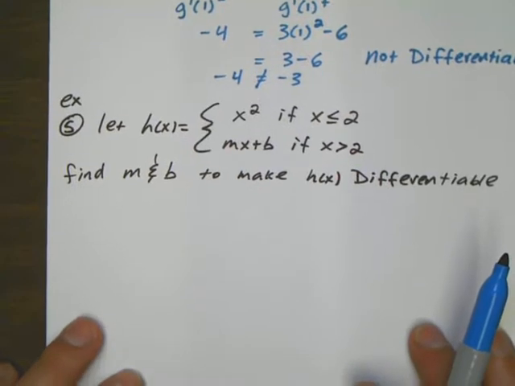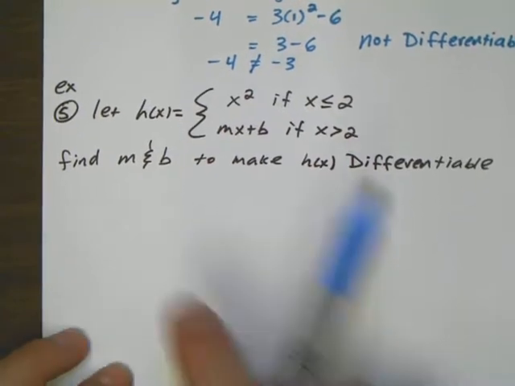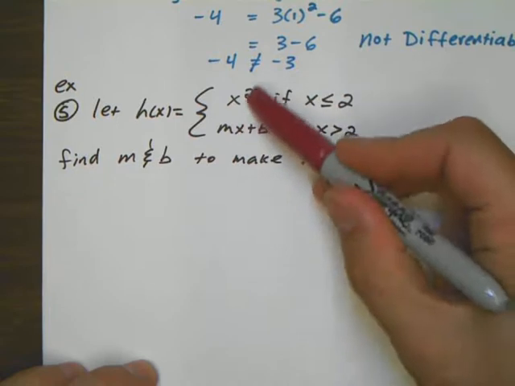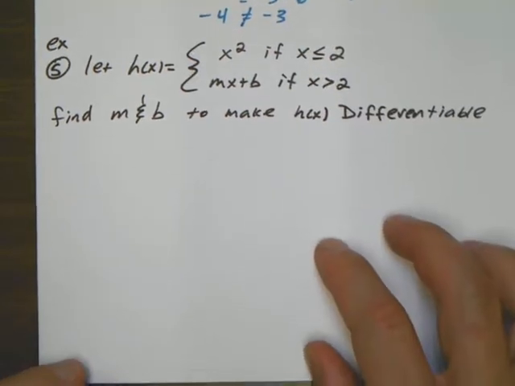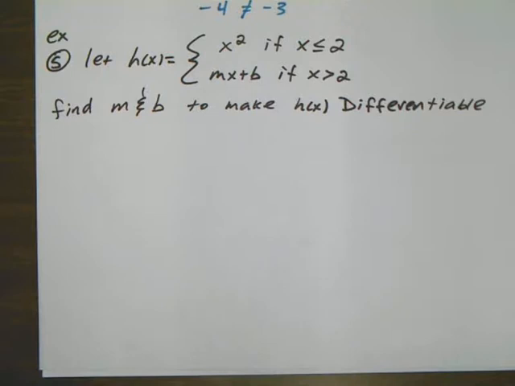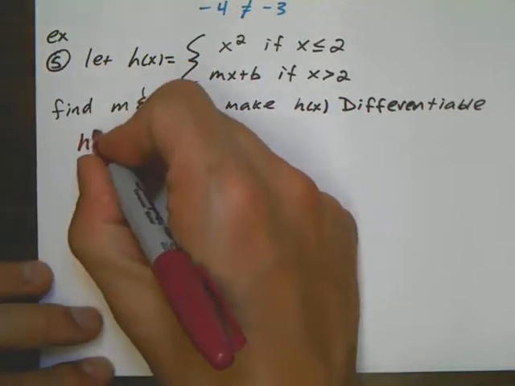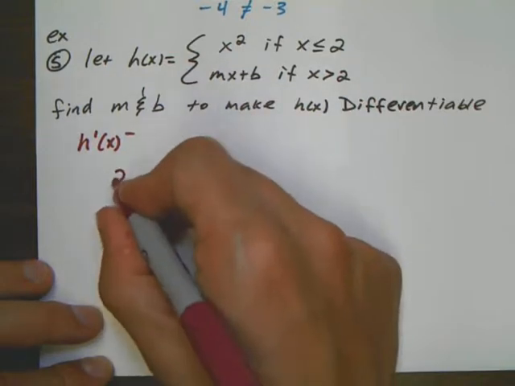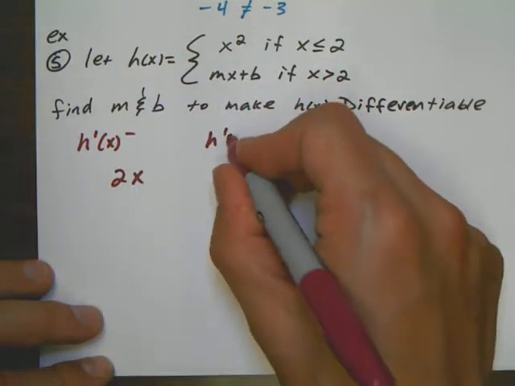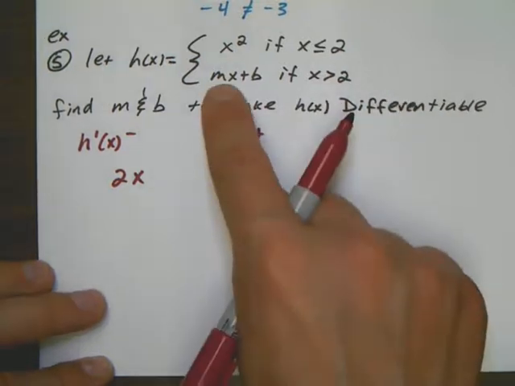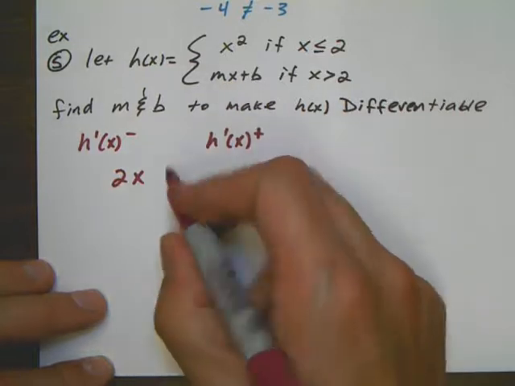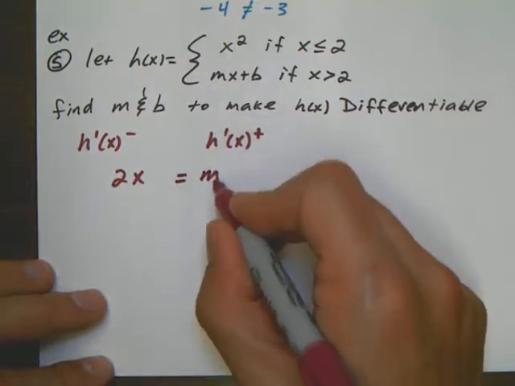Example 5 is going to be dealing with another piecewise function, but this time we want to find the constant to make it differentiable. Well, to make it differentiable, I need both of these derivatives to be equal to each other at the point where they're being split. So basically h prime from the left is going to be 2x. And if I find h prime from the right, well, m and b are just constants. So the derivative of this constant times x is really just m.